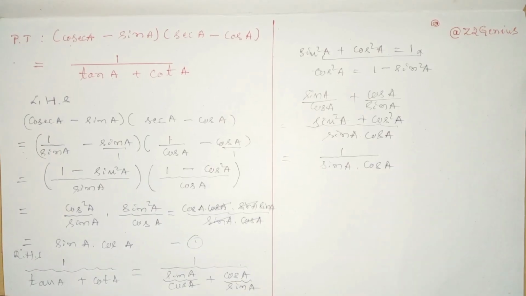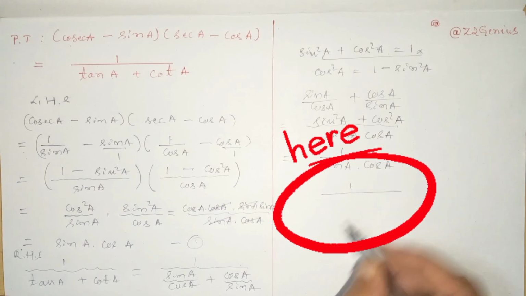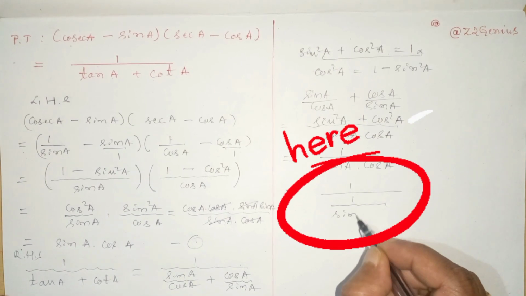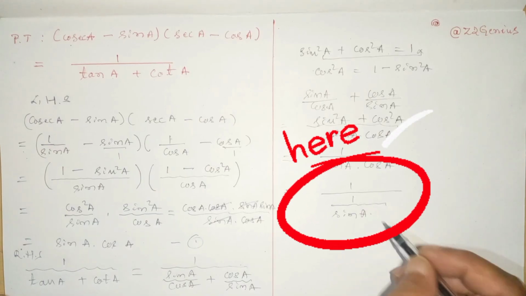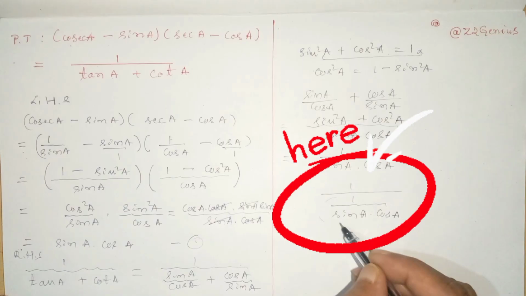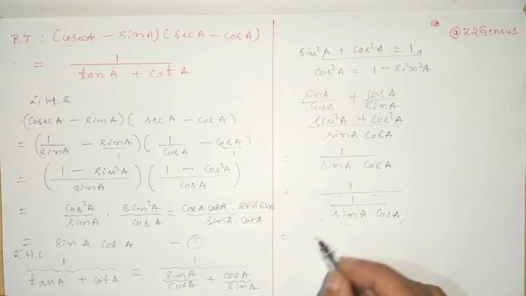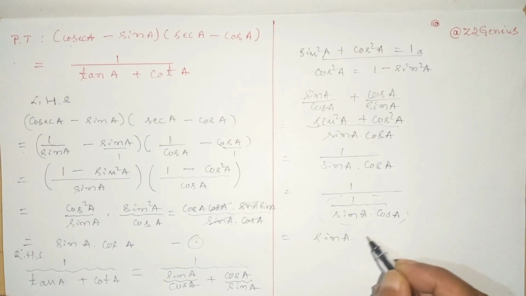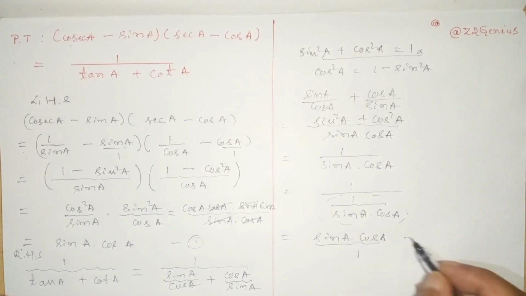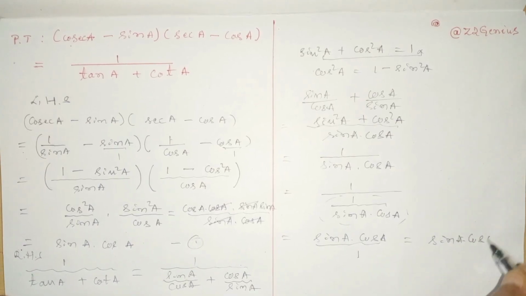In place of this, I want to write 1 divided by 1 over sin A into cos A. Take the reciprocal for this. If you take the reciprocal, then that becomes sin A into cos A by 1, which is nothing but sin A into cos A.